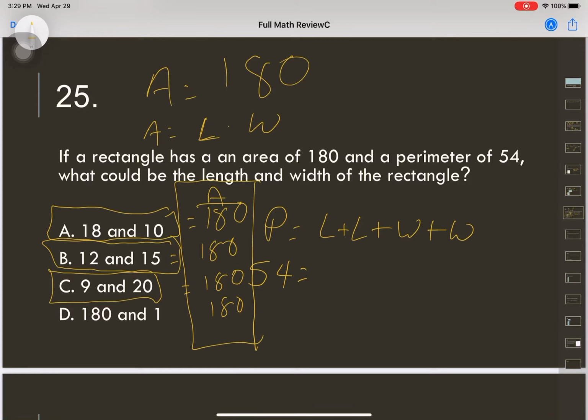But perimeter-wise, if I said 18 plus 18 plus 10 plus 10, 18 and 18 plus 10 is going to give me 56. Ooh. That's close, but that's not it. So I'm going to the next one, which is 12 and 12 and 15 and 15. So 12 plus 12 plus 15 plus 15 gives me 54. So realistically, if I try to go on to the next one, say 9 and 9, that's 18, and 20 and 20 is 40. Well, 18 and 40 is 58. And then that one is 180 and 180 and 1 and 1, and that's definitely not it. So it has to be B.